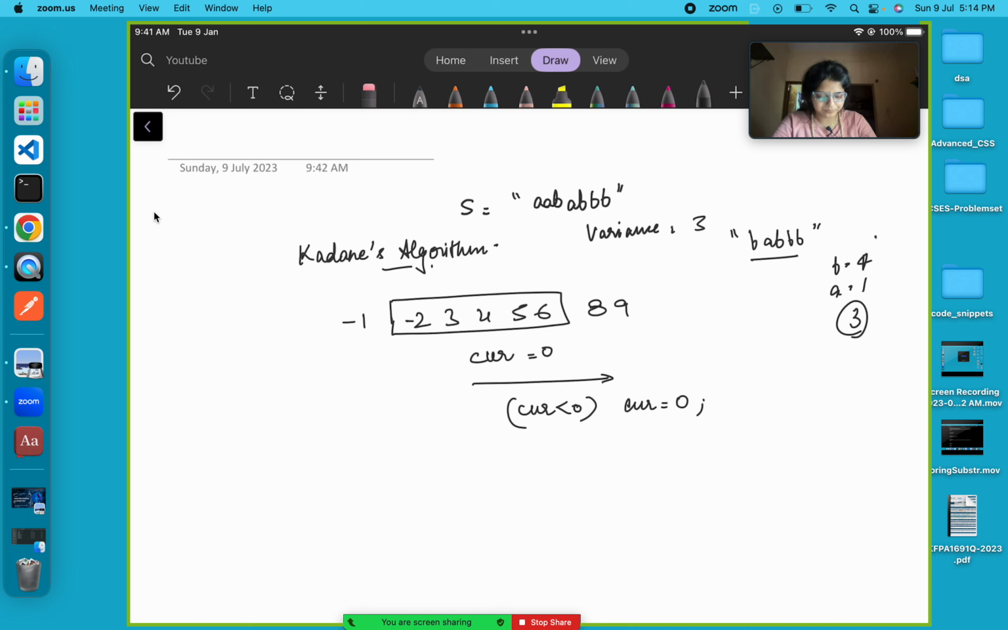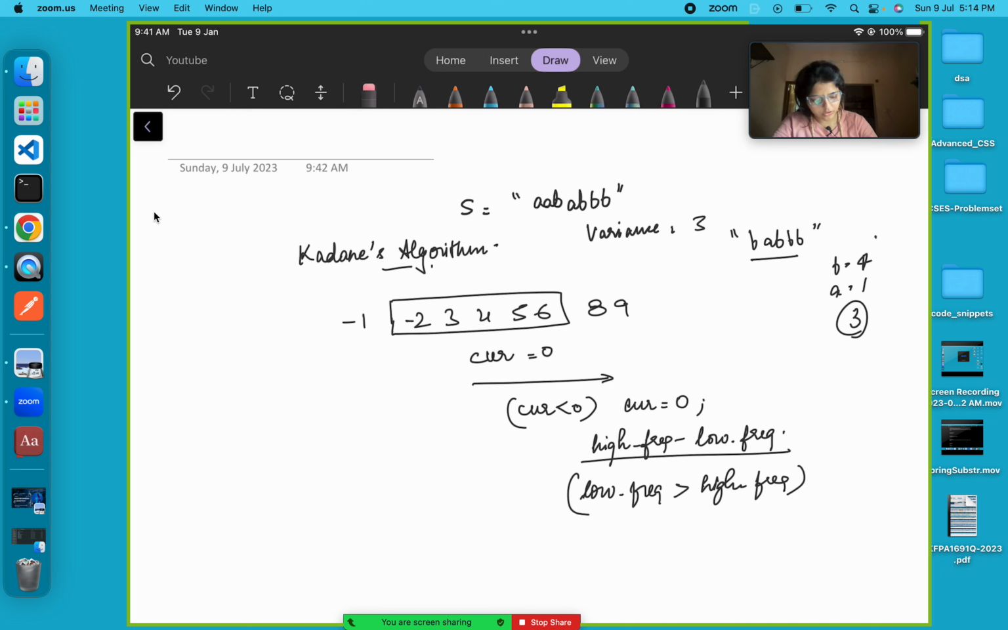Means that, what is your answer? Answer is the higher frequency variable minus the low frequency variable. You need to maximize it. And as soon as your low frequency variable becomes more, it means it's not a valid answer. Then you can set both variables to 0 again and start your subarray again. So this is the intuition.